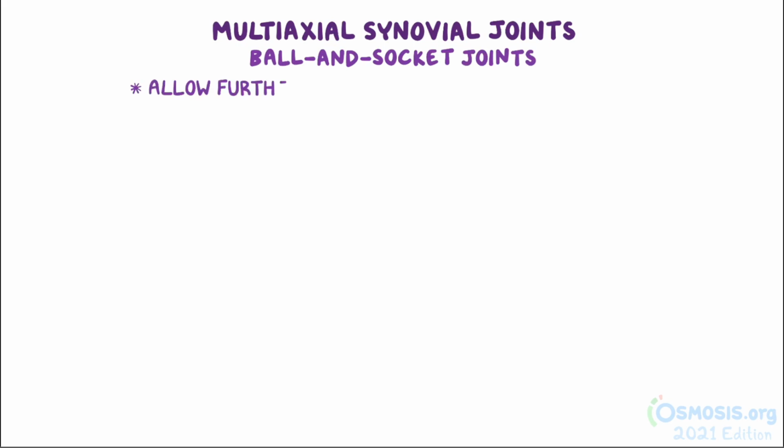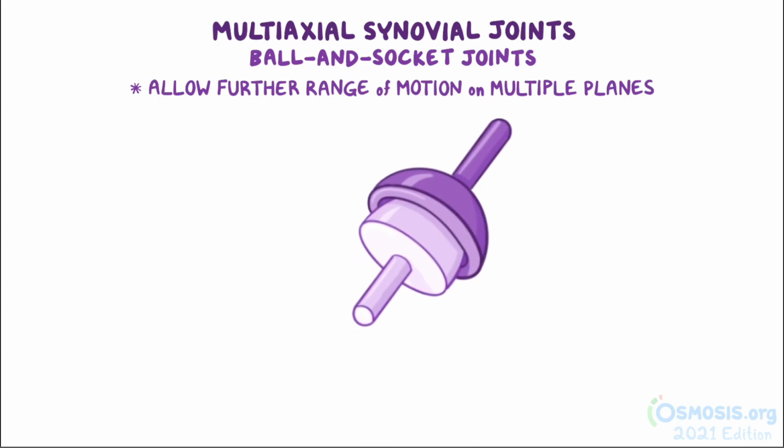Lastly, there are multi-axial synovial joints, namely ball and socket joints, which allow a much further range of motion on multiple planes. This articulation consists of a head of one bone that nicely fits into a concavity or socket of another bone. This special articulation allows for the most movement out of all types of synovial joints.